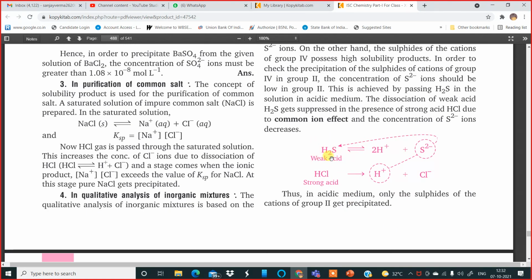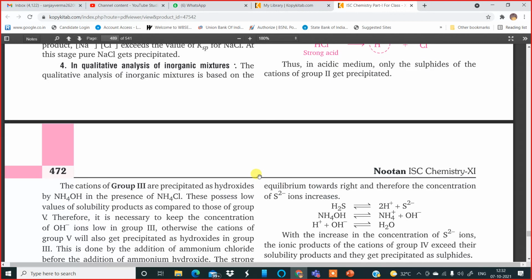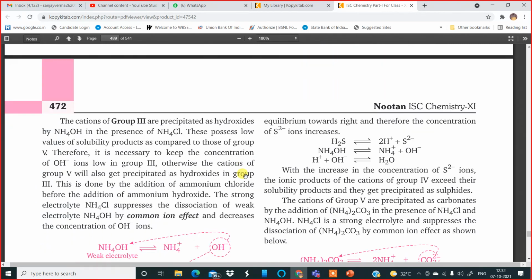Hydrogen sulfide is a weak acid. It dissociates to give hydrogen and sulfide ions. So if we add a strong acid, because of common ion effect and buffer action, this strong acid is going to provide hydrogen ion, which is going to combine with the sulfide to give back hydrogen sulfide. So the dissociation of hydrogen sulfide is suppressed because of common ion effect. Thus, in acidic medium, only the sulfides of cations of group 2 get precipitated. Others will not get precipitated. So this concept helps in the precipitation of various basic radicals in different groups.